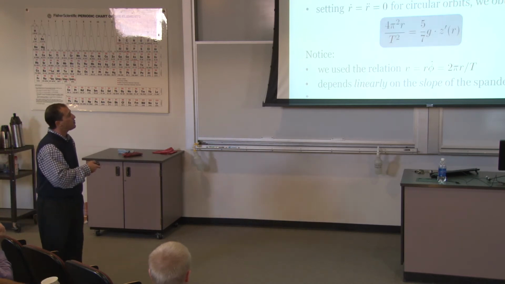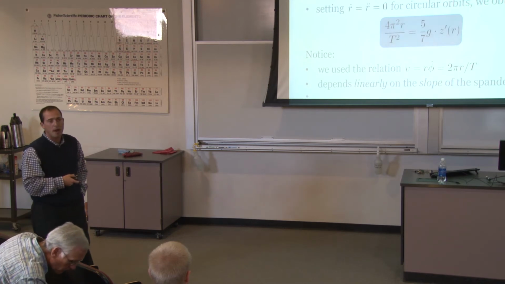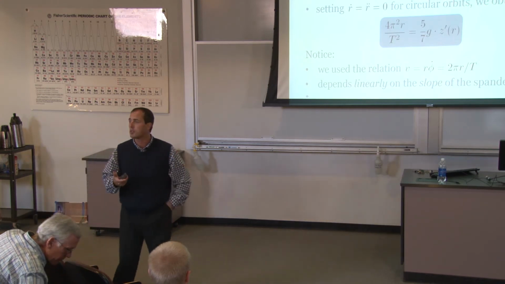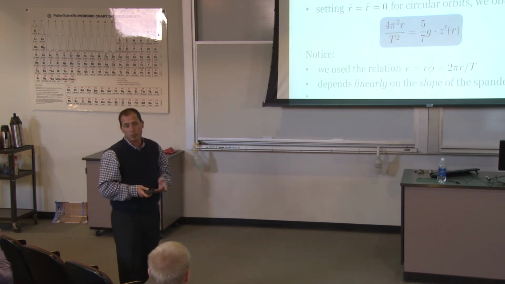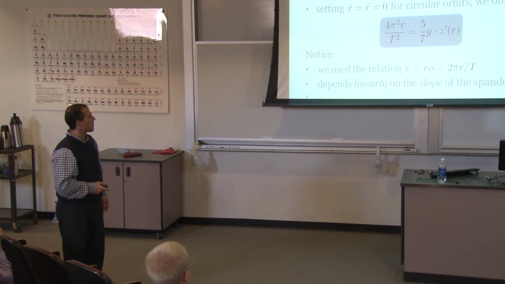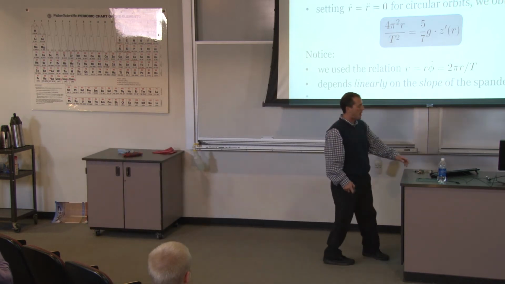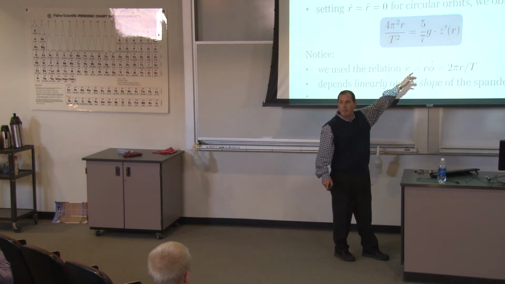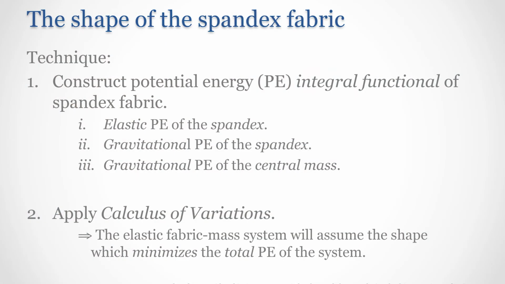And what you see from this expression is that this is proportional to z prime. Z prime is the slope of the surface. So if you tell me the slope of the surface, I'll tell you a Kepler-like expression. That's effectively the takeaway from this slide. This expression is linearly dependent on the slope of the spandex fabric. So all I need to know is z prime, and I can tell you what the Kepler-like expressions are. This brings us to part 2 of the talk.